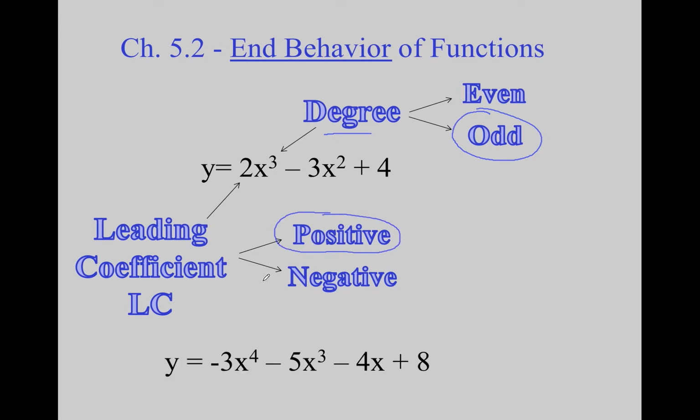Let's try another example. All right, tell me about the degree. So the degree, in this case, is going to be even. My leading coefficient, choices are negative or positive, my leading coefficient for this guy is going to be negative.